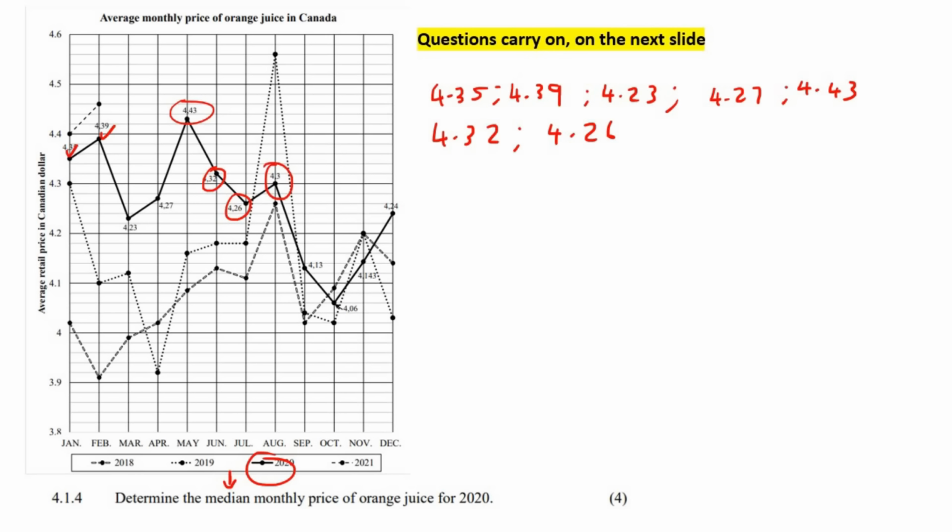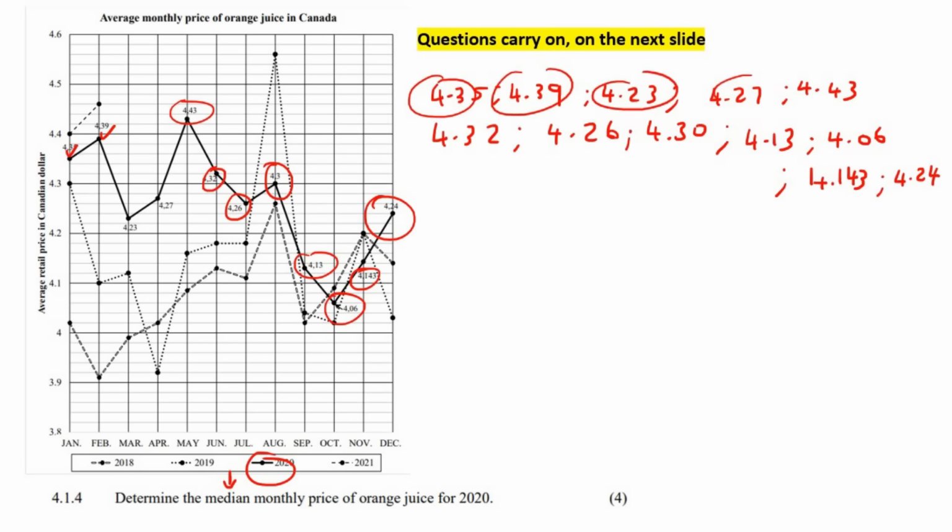What is this? 4.3, yep. So I'm just going to say 4.30. 4.13. And 4.06. And then, okay, you've got to be careful here. What? 4.143. Why are they so specific? 4.143, okay, and then 4.24. So there should be 12. Let's check. 1, 2, 3, 4, 5, 6, 7, 8, 9, 10, 11, 12. Okay, good, because of every month of the year.